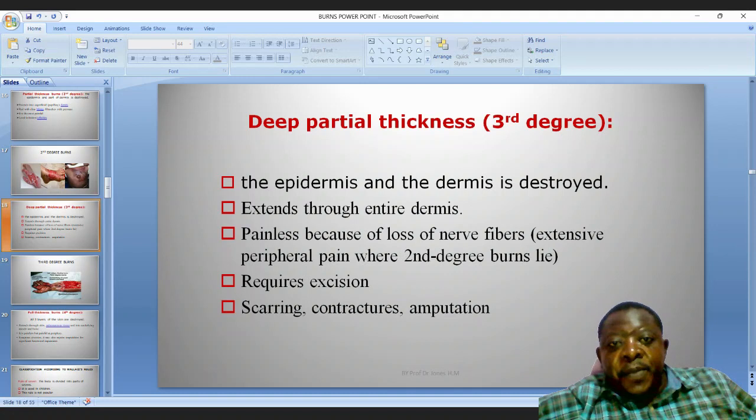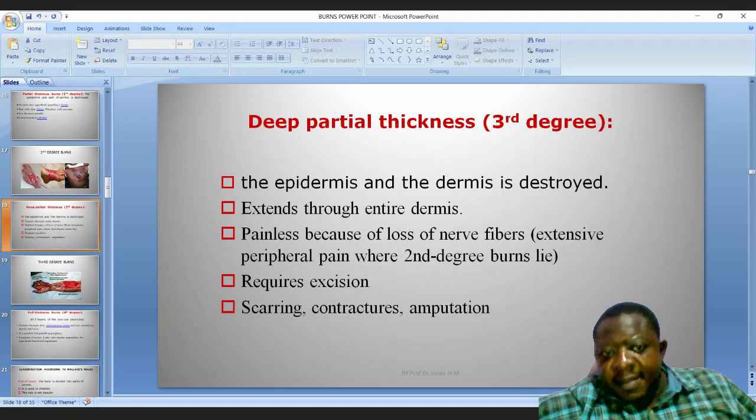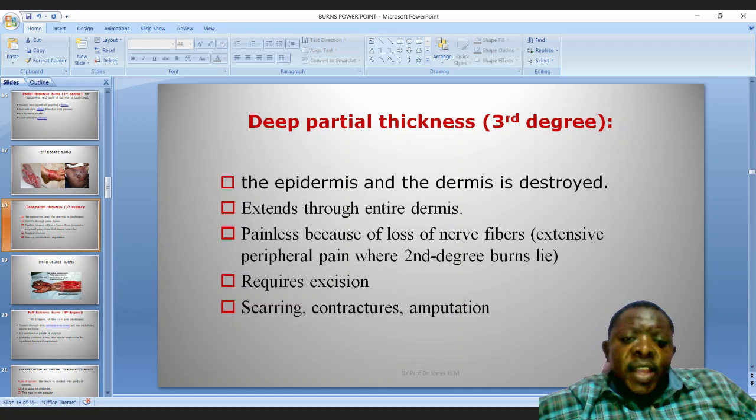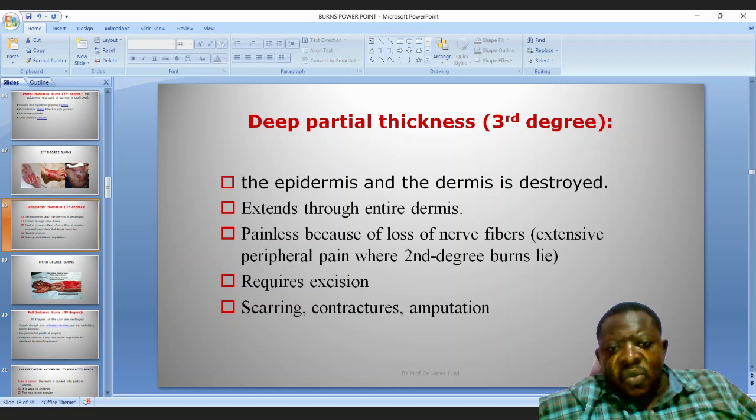Okay, so deep partial thickness or third degree burns. In third degree burns, the epidermis and the dermis is destroyed. We are saying it extends through the entire dermis and it is painless because of loss of nerve fibers. There will be loss of nerve fibers because the dermis has been destroyed.